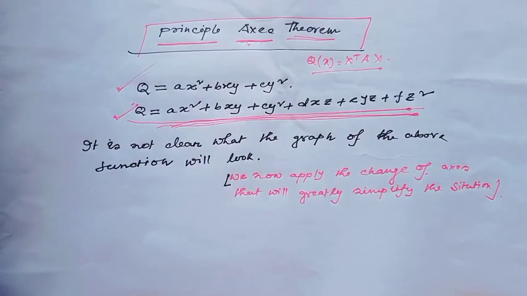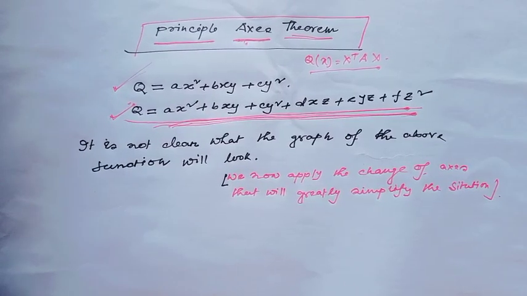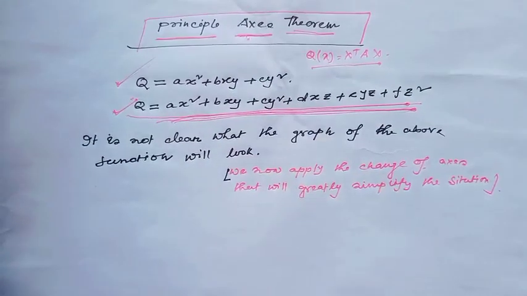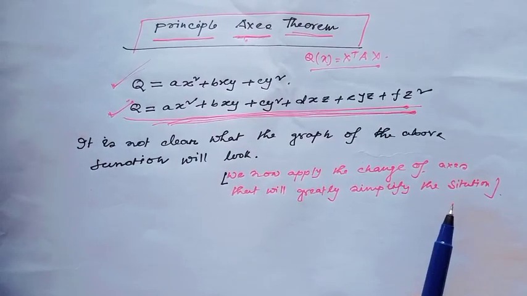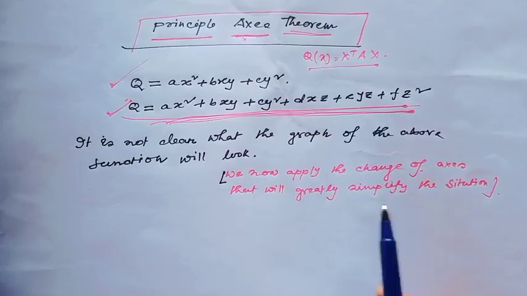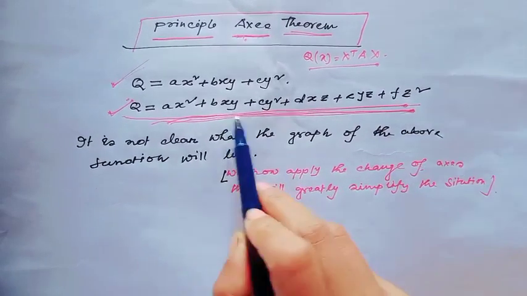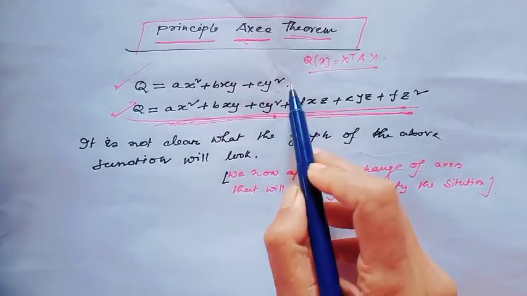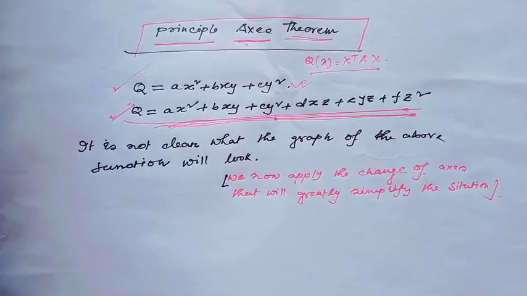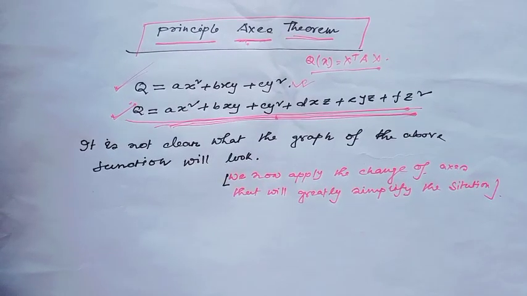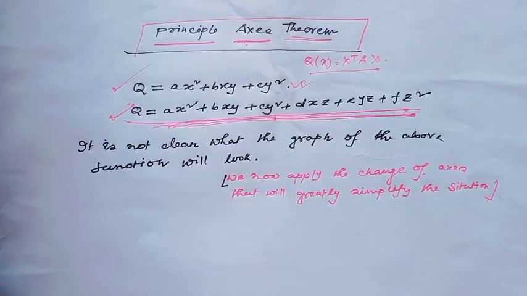So we now apply the change of axis, and by the principal axis theorem we can tell that change of axis directly simplifies the situation. Change of axis reduces this type of situation to ax square plus bxy plus cy square. Then we can verify what the conic is, what the graph of the conic would be.